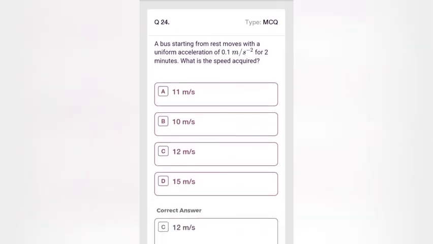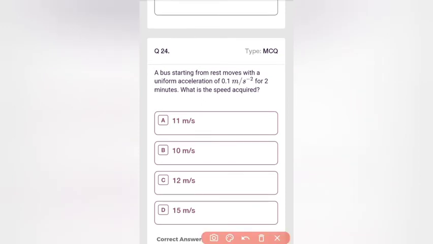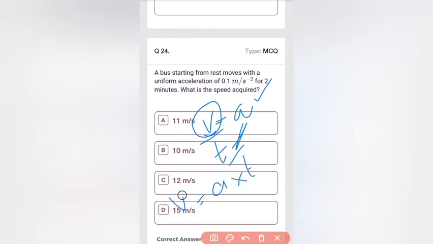Next question. A bus starts from rest, moves with a uniform acceleration of 0.1 meter per second square for 2 minutes. What is its speed acquired? So we know speed divided by time is going to be acceleration, isn't it? But we need to find the speed having given the acceleration and the time. So we need to multiply these two. So acceleration into time will give you the speed.